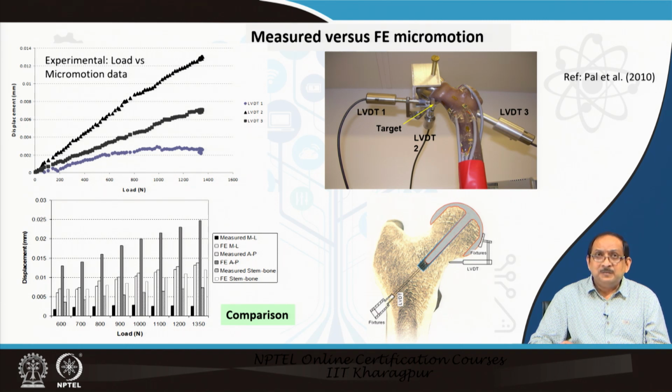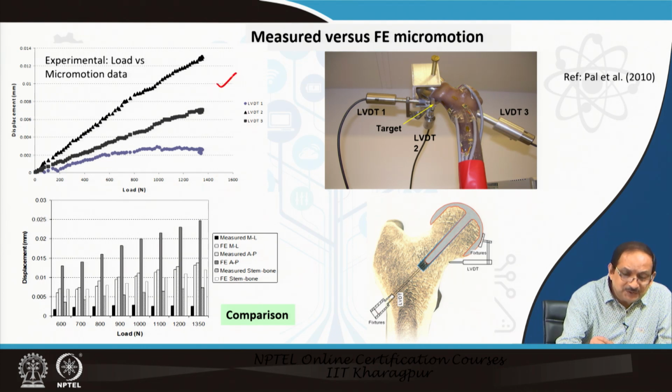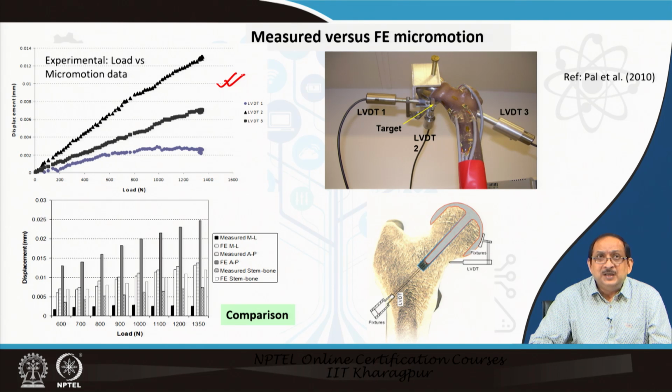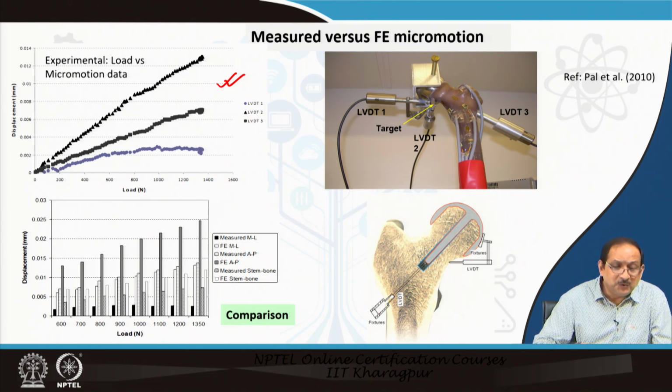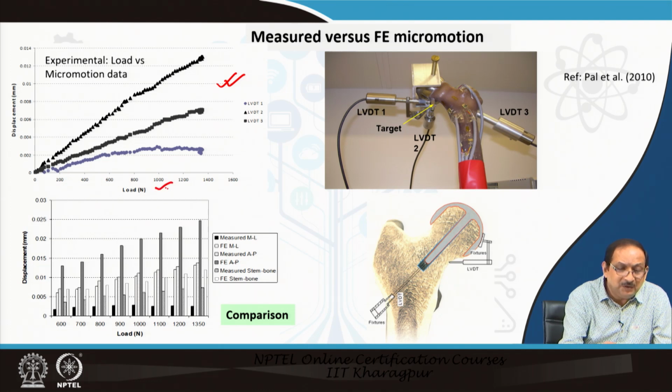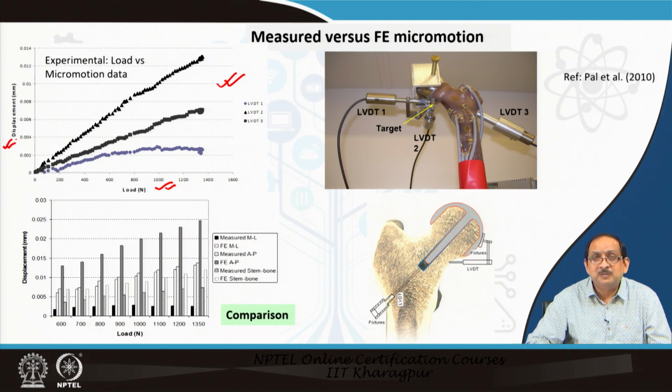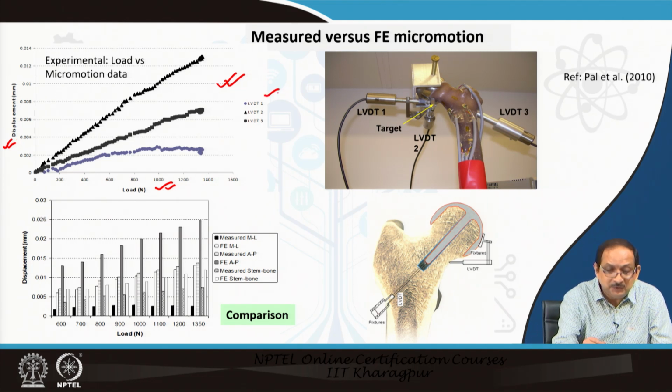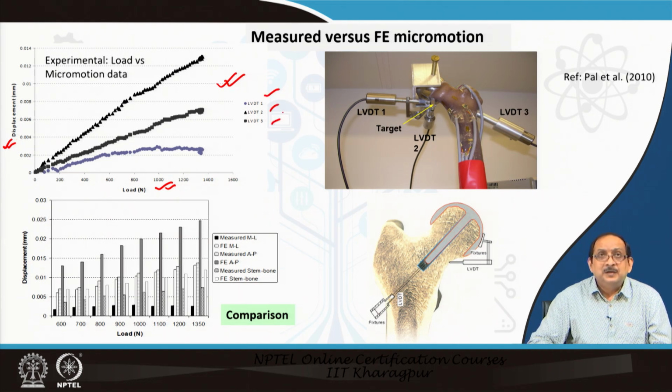Let us now present the results of measured micromotion versus the FE predicted micromotion. On the left, you can see the experimental data. We have the load on the x-axis and the micromotion or displacement recorded by the 3 LVDTs 1, 2 and 3 presented here in the graph.